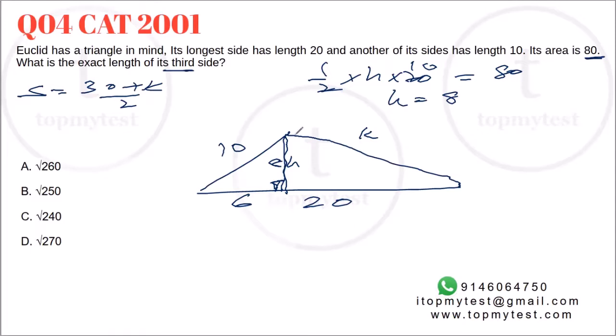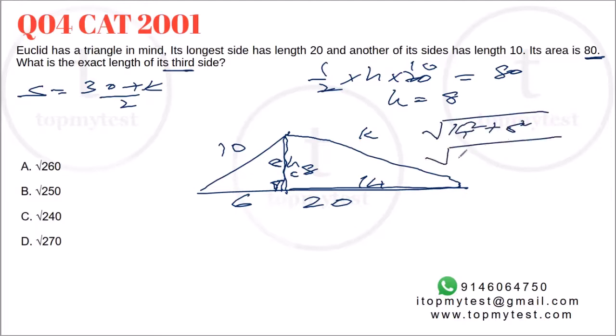Now if you look at it, the third side k is basically the hypotenuse. One side is h, which is equal to 8. The other side is 20 minus 6, which will be equal to 14. So you can find the third side. What will be the third side? Square root of 14 square plus 8 square, square root of 196 plus 64, square root 260. Option A.